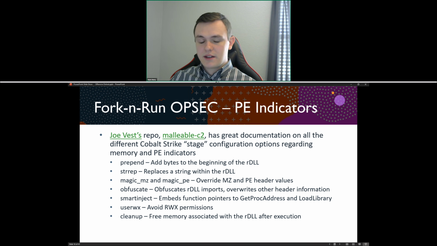Smart inject is an interesting option because it will remove GetProcAddress and LoadLibrary from the import address table entirely and embed what they're referring to as function pointers directly, so that it doesn't have to resolve those in the traditional way. You can set use RWX to false to avoid RWX permissions whenever possible. And then finally, you can set cleanup to true, which will release any memory associated with that reflective DLL after your payload has finished executing.